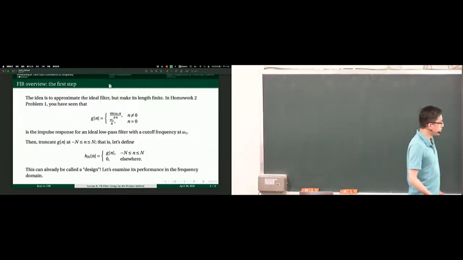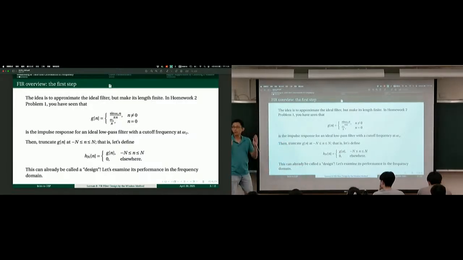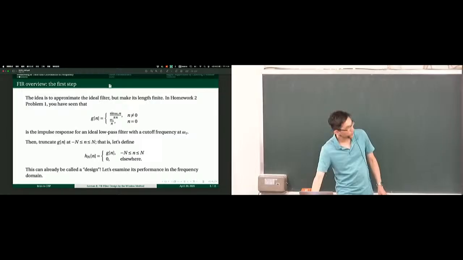So let's try to examine its performance. If we simply do this, keep the middle part, how good is it? How about the ripple? How about the transition width? So in the next slide, we'll take a look.